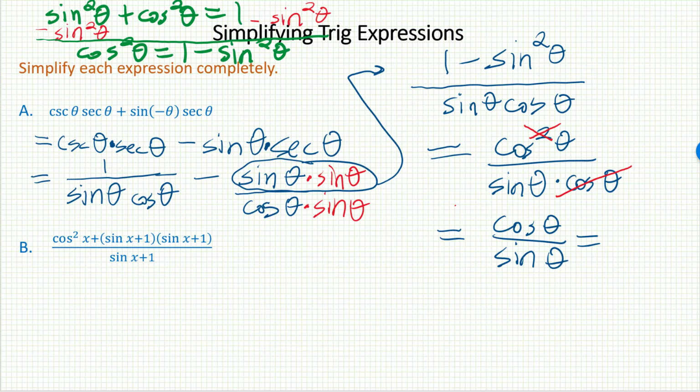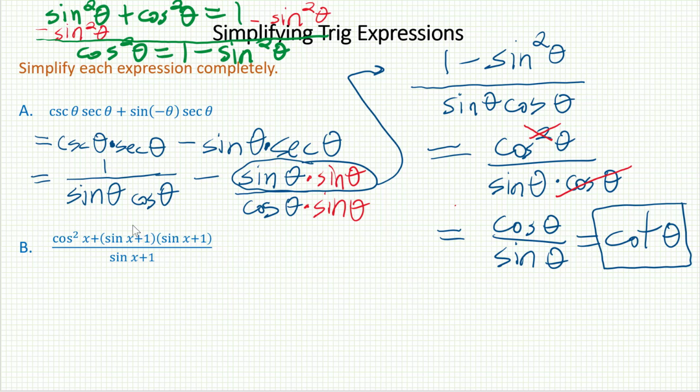Cosine over sine, that's a quotient identity. That's equal to cotangent theta. And so that original expression is equivalent to cotangent theta. We used identities and we used algebra. Those are basically your two tools. Let's look at the second example.